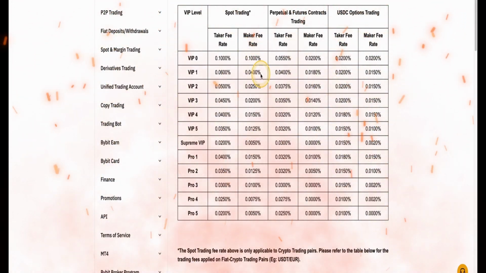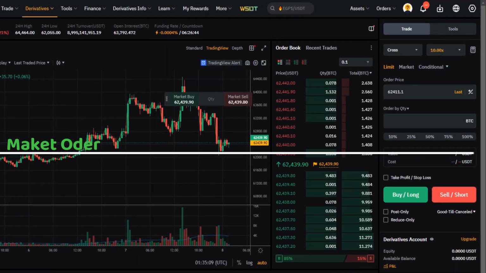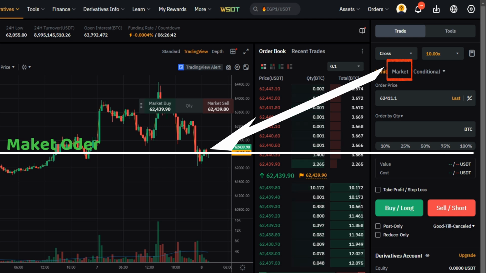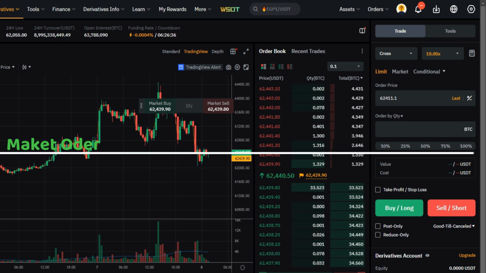So on Bybit, if you choose right here a market order, then you will enter the market immediately right now at the current market price, and you are basically taking an offer on the order book, and therefore it's called taker, and the fee for that is a little bit higher. You can see it's 0.055%.